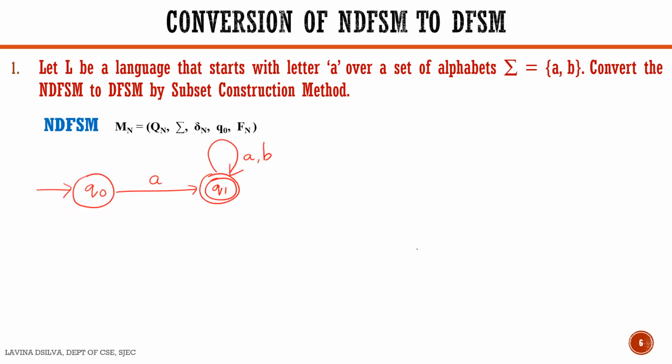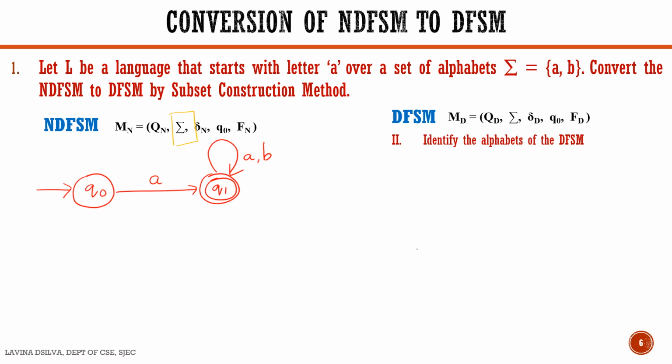The second step in the conversion of NDFSM to DFSM is to identify the alphabets of the DFSM. Now we know that sigma is the alphabet set of the NDFSM. Therefore, sigma will also be the alphabet set of the DFSM. So sigma of NDFSM will be the sigma of DFSM. This is our second step.